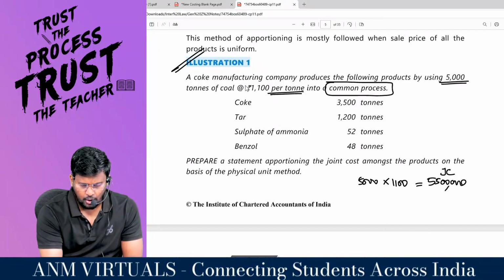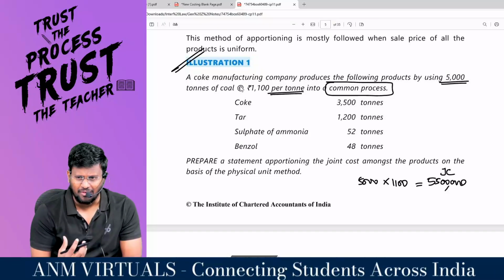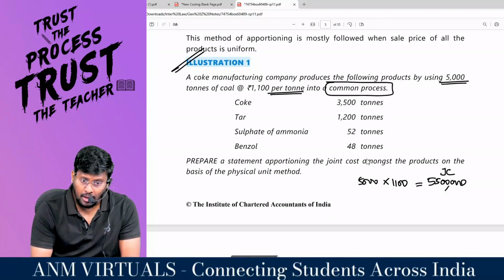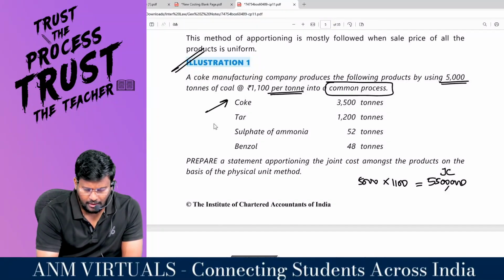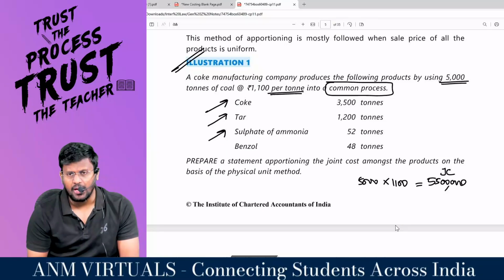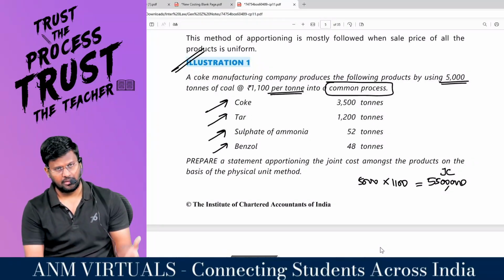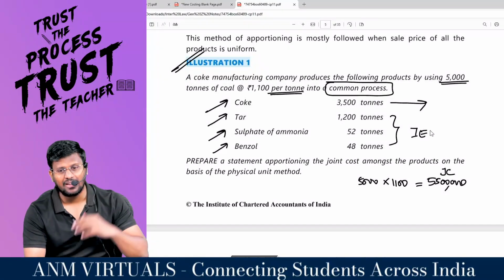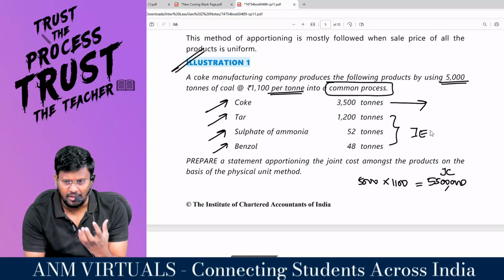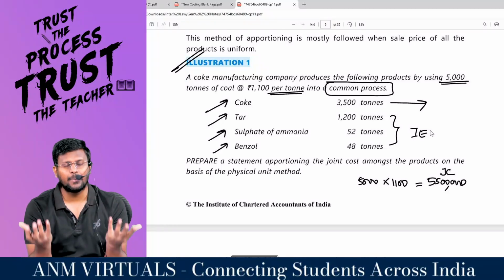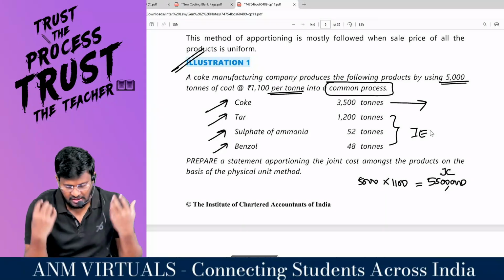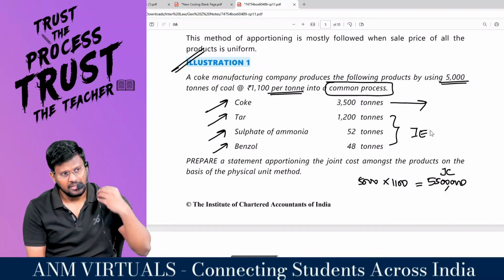In a coke manufacturing company, the main product we need is coke. It produces the following products by using 5,000 tons of coal. So I process coal, but I get coke, 3,500 tons; tar, 1,200 tons; sulfate of ammonia, 52 tons; and benzol, 48 tons. If you say, sir, I don't want these outputs, I want only coke, these are inevitable. They will come. For example, if I process petroleum crude, you will get natural gas, petroleum products, and diesel. These are all inevitable parts of the process. Two or three products come out.